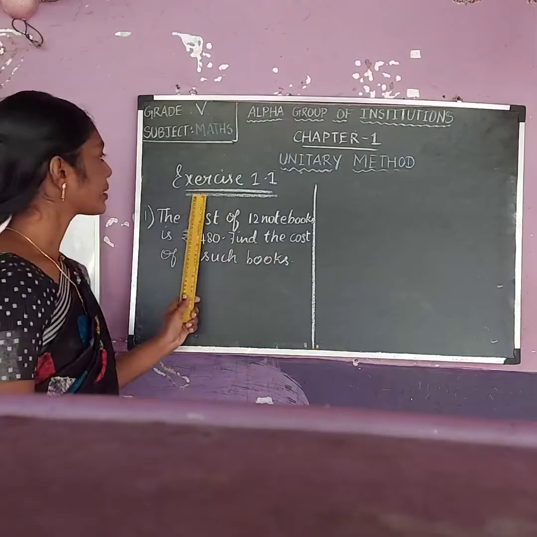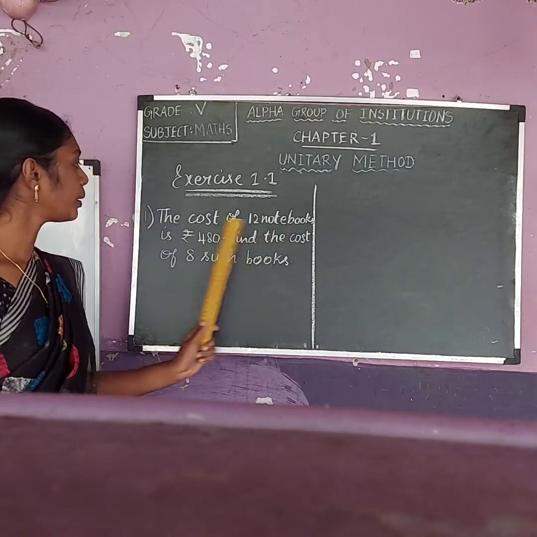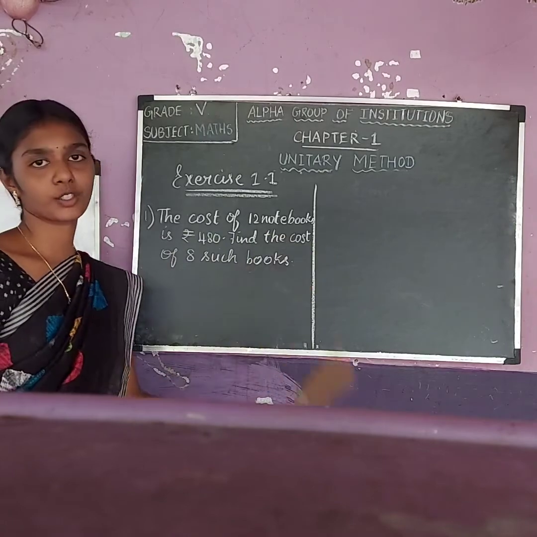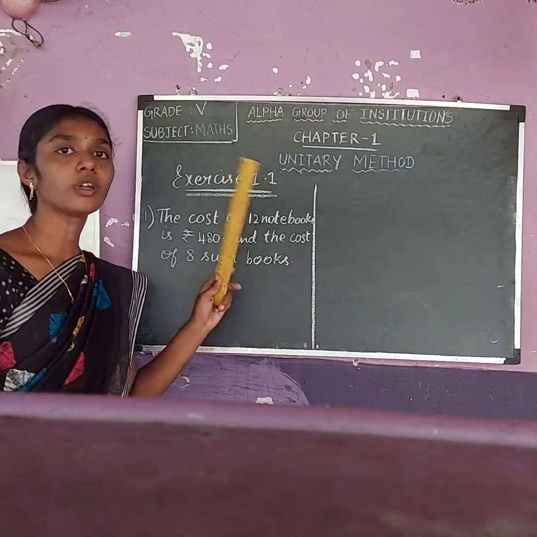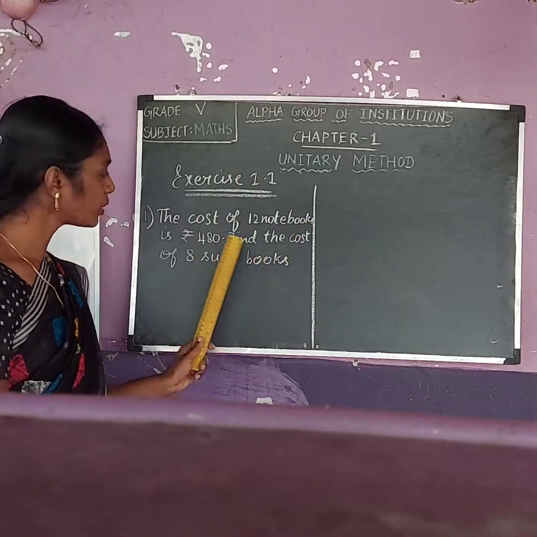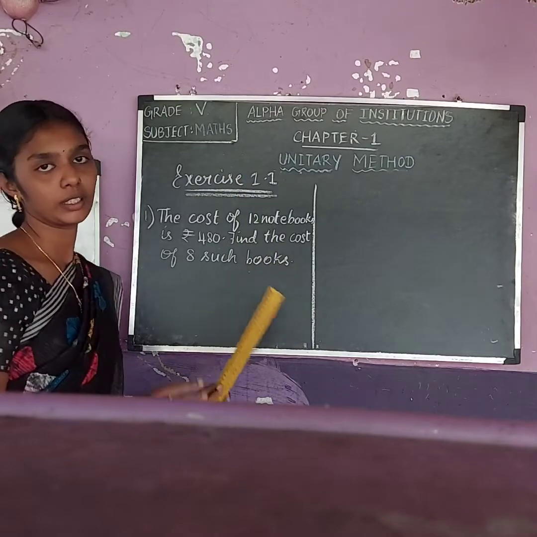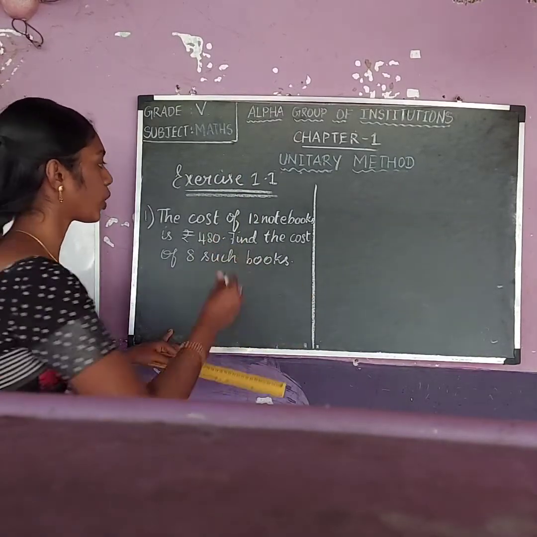Clear, children? Exercise 1.1. What are they giving and asking? The cost of 12 notebooks is 480. Find the cost of 8 such books. This question is somewhat different when compared to the last two sums. It is not a direct question. We want to use one method and then find the answer. But this is also an easy sum. Listen here how I am solving this.